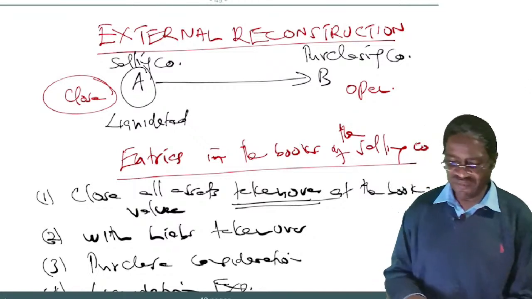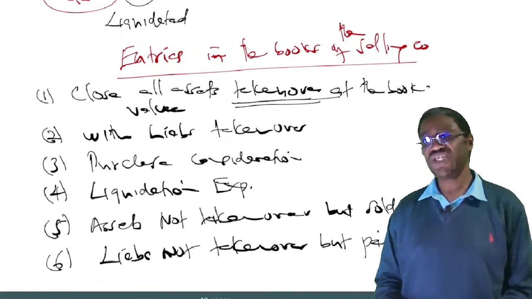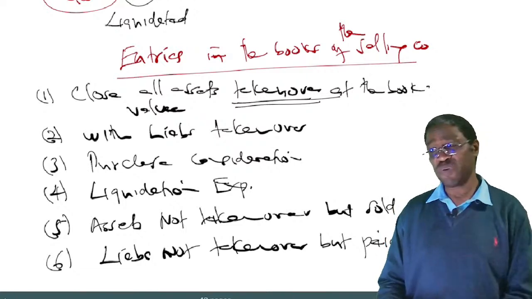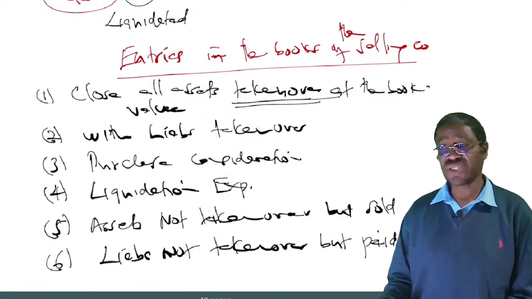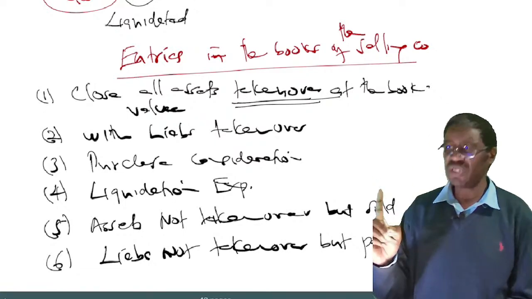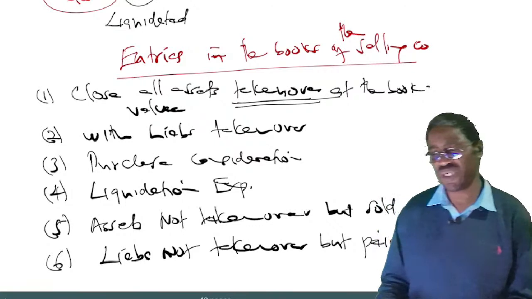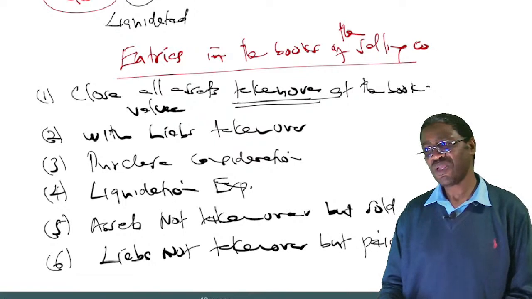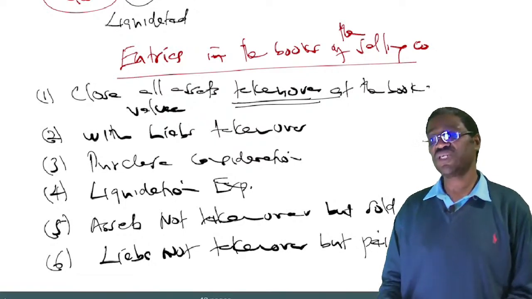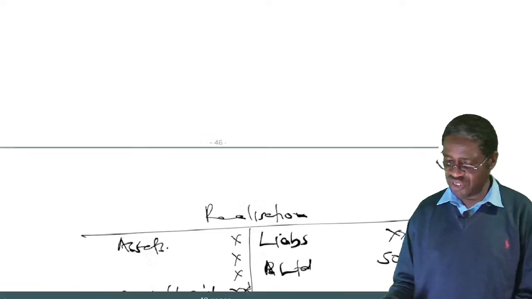Good. Then have another subheading under that: entries in the books of the selling company. Not the purchasing company, the books of the selling company. Then let us put them down.